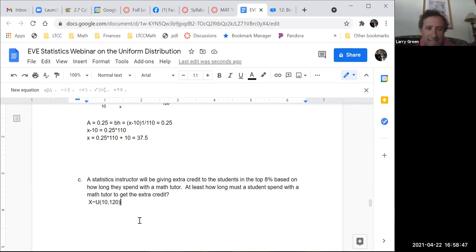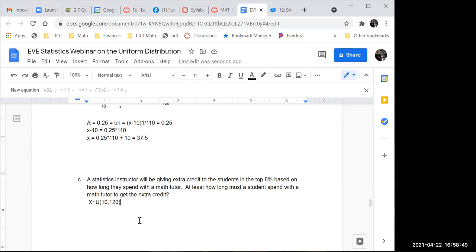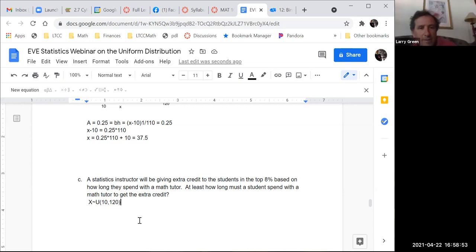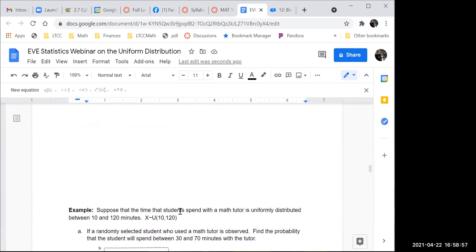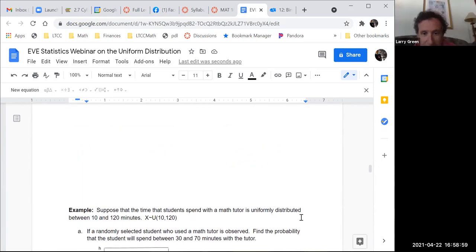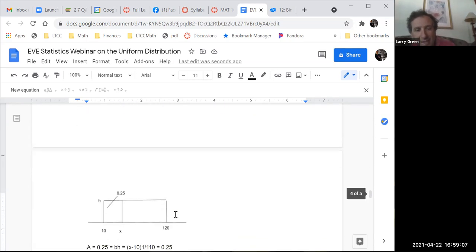I have a question. Where did the 120 come from? That was given in the problem? Oh, okay. Suppose a student's time with the math tutor is uniformly distributed between 10 and 120. Okay, got it. Yeah, so that was given. That's not something you're supposed to find or anything. That's just a given number.